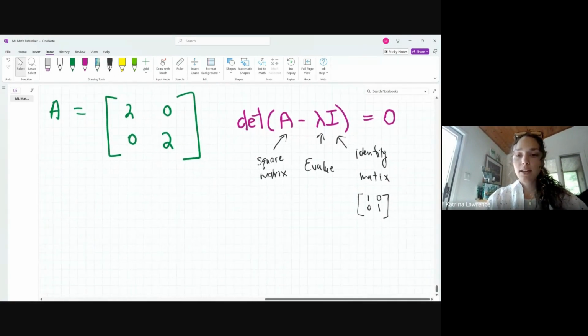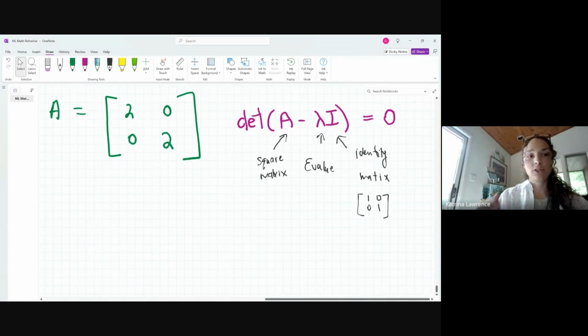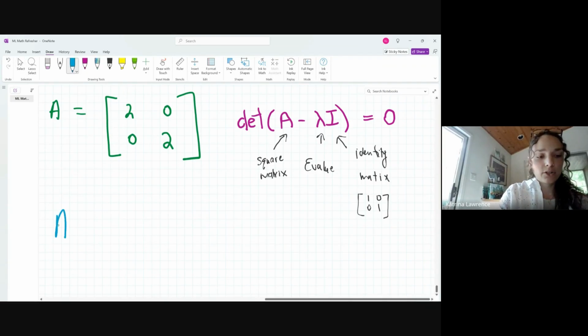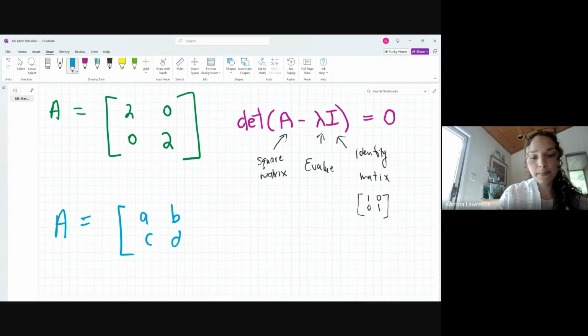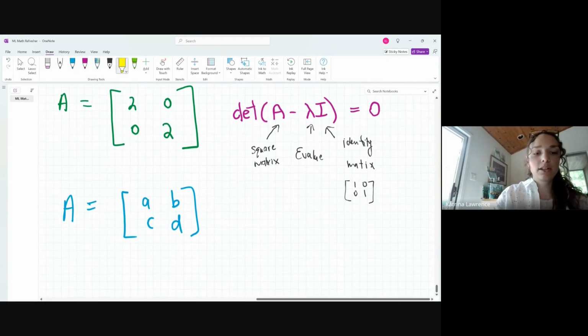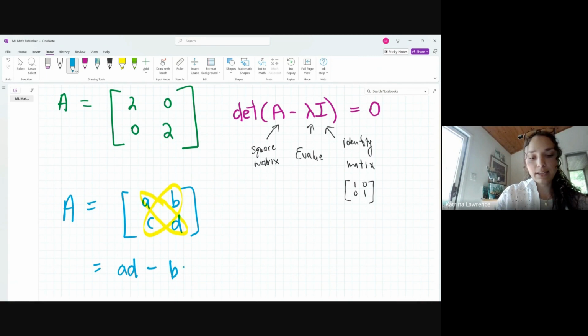And over here, let's take a moment and just learn what the determinant is for a 2x2 matrix. So we'll take a moment to calculate that. Say for our matrix A, we have our generic terms A, B, C, D. In order to find the determinant of a 2x2 matrix, we take one diagonal, multiply it together, and then subtract our other diagonal. So in this case, we have AD minus BC.